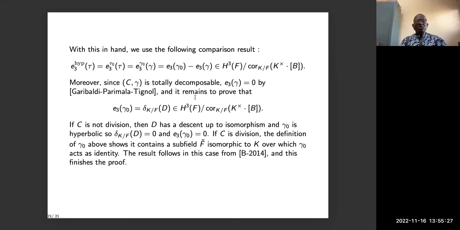It's just a reminder to prove that. So we have that this term is trivial. We have just to compute this. And that is exactly what I did in one of my papers in 2014. I showed that in these situations, this E3 of gamma zero is exactly the small delta of this.